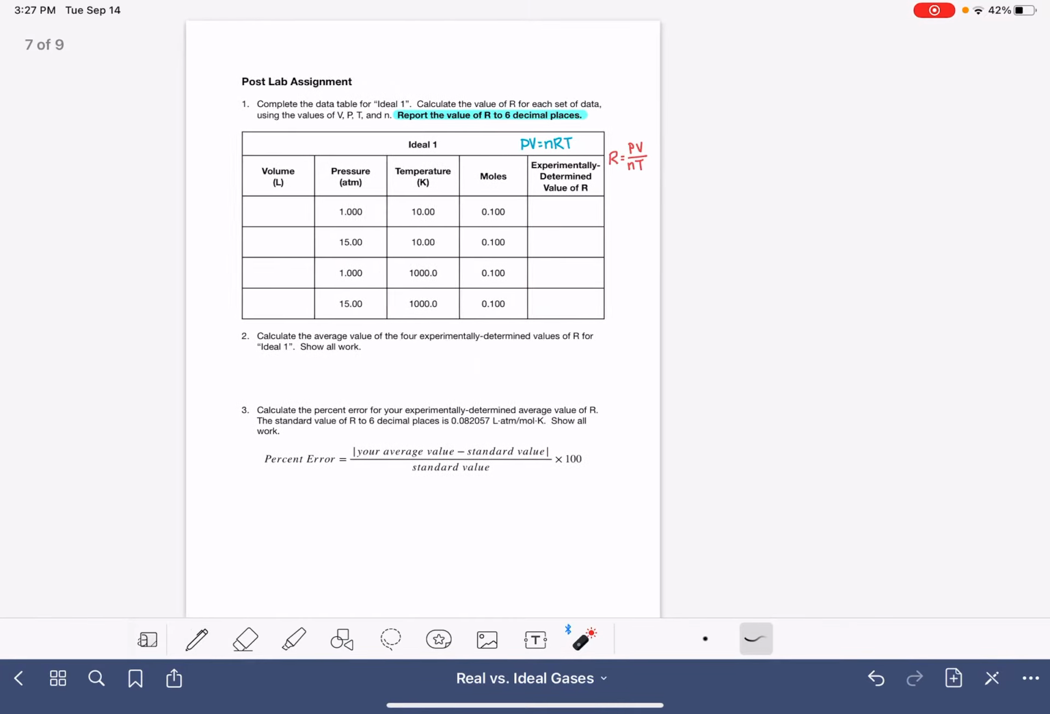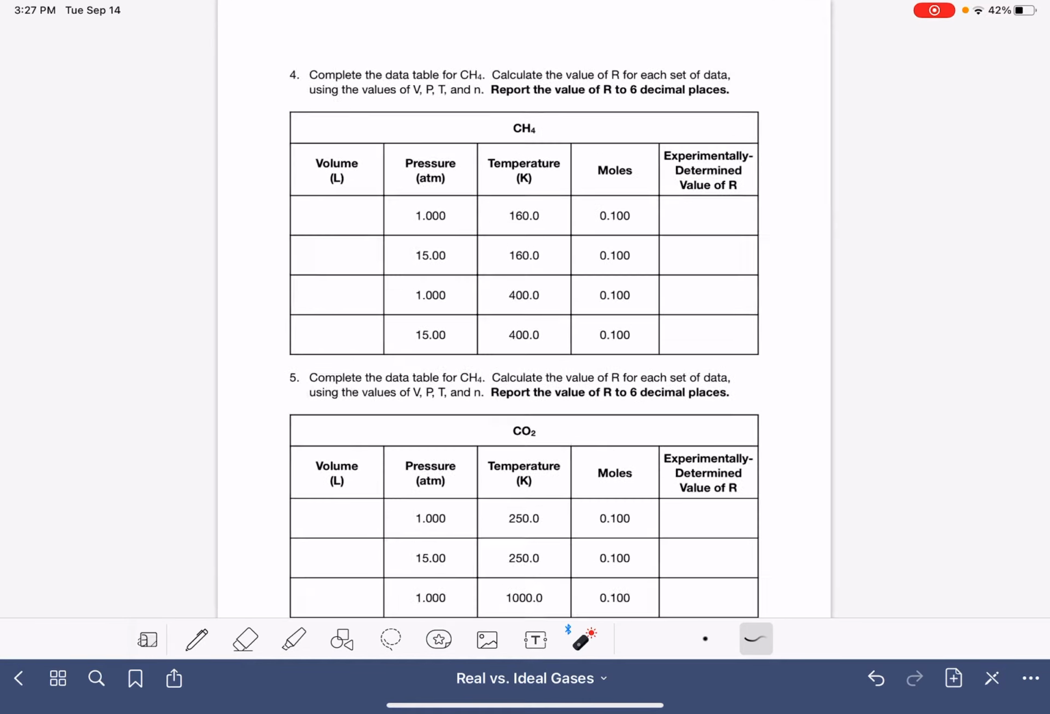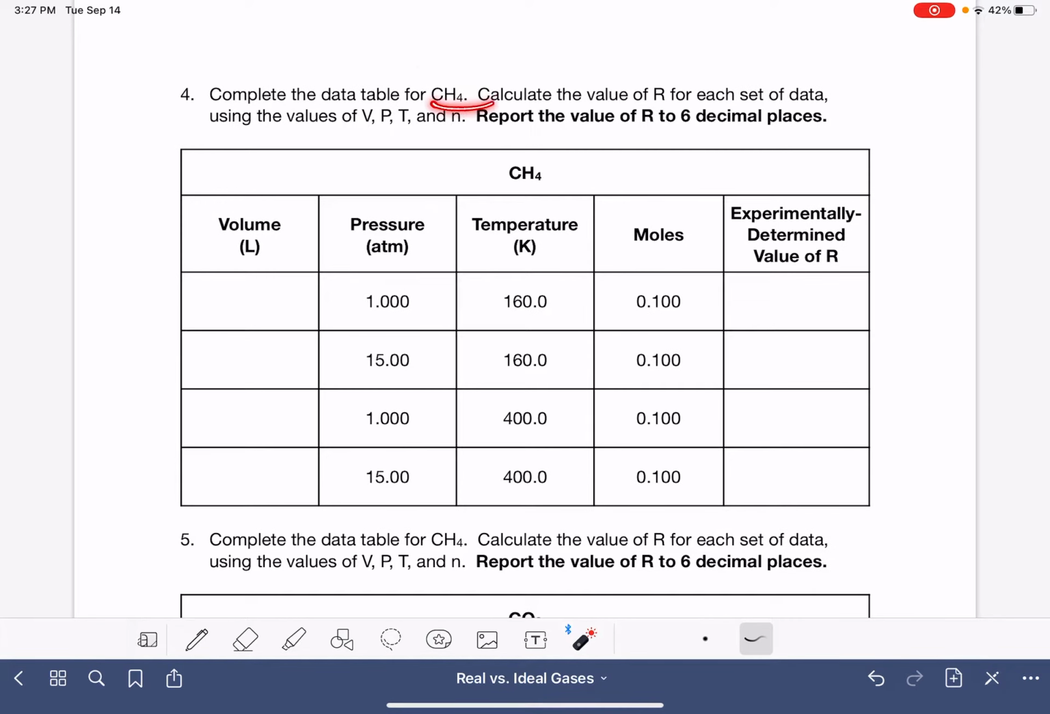So then next, you're going to be basically repeating the experiment using a non-ideal gas. First, you'll be using methane, CH4. Same type of thing. You're going to take that sample of methane under 4 different situations, and you'll be reporting the volume under each of these 4 situations. For each one of these, you'll be calculating the value of R again, and for that, again, we're using PV equals nRT. So that's going to be R equals PV over nT.